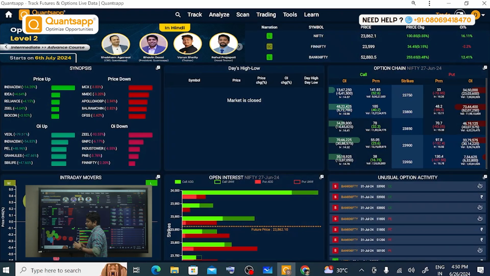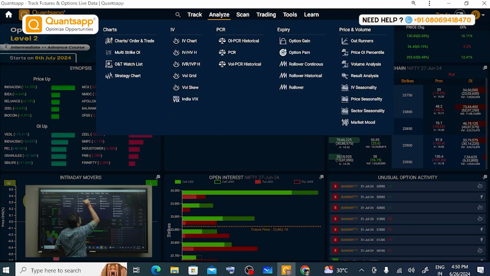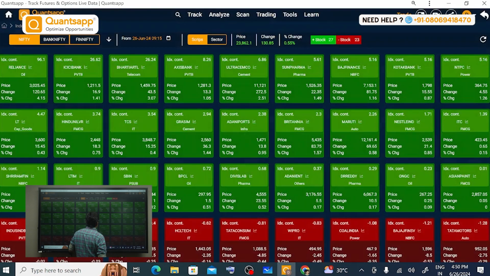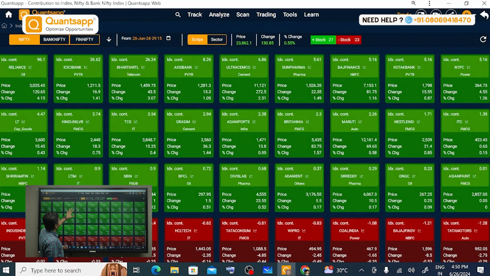So now start again. Let's go to the Quantsapp application. We'll go to analyze, I'm sorry, we'll go to track. Under price and volume, you can see index contribution. I'll select index contribution. So this is the interface.